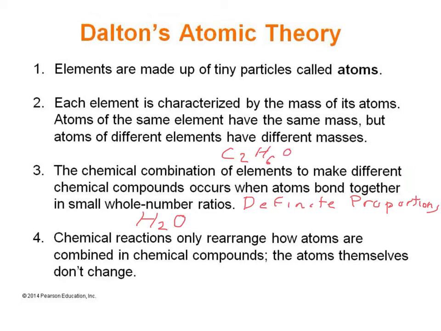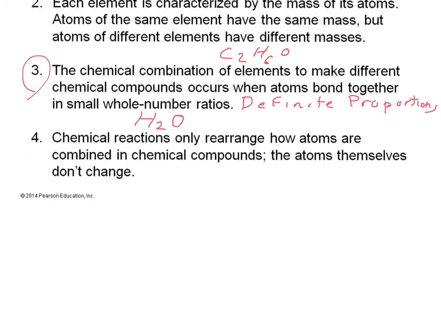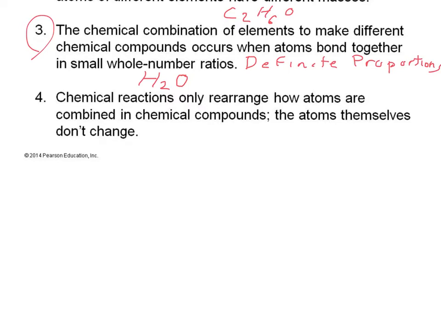Drinking alcohol is formed when 2 carbons, 6 hydrogens, and 1 oxygen combine together. Law of definite proportions is basically restated here in number 3 by Dalton. Then last, and perhaps his most brilliant postulate, built on the law of conservation of mass. The 4th postulate states chemical reactions only rearrange how atoms are combined in chemical compounds. The atoms themselves don't change. This is an expansion, so to speak, of the law of conservation of mass.